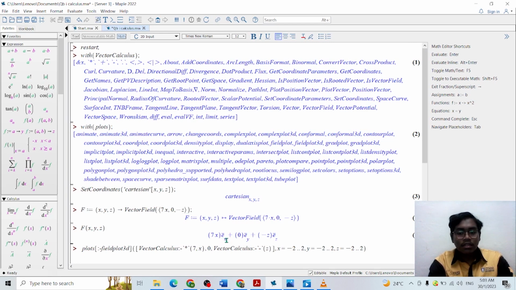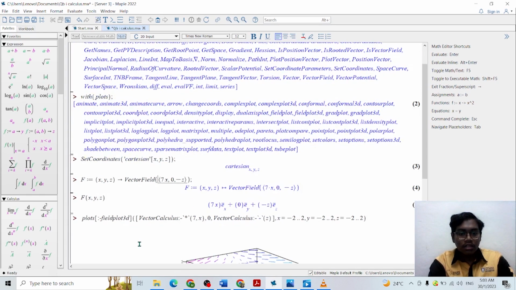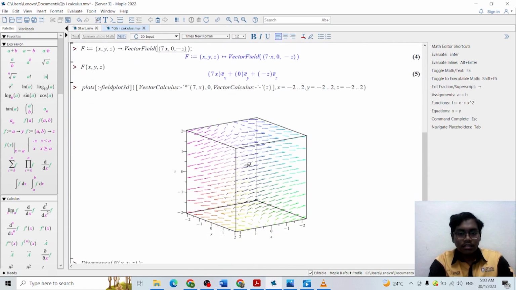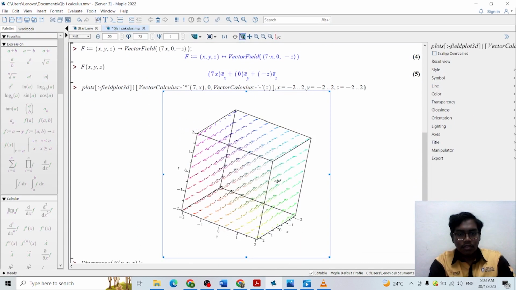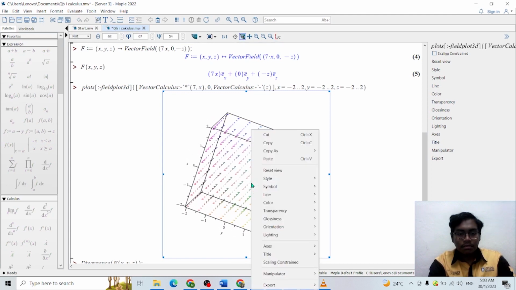Okay, the ex is the unit vector for the x axis, the ey is the unit vector for the y axis, and the ez is the unit vector for the z axis. Then we will plot the fieldplot3d. So the graph that we get is this. So you can see from the simulation the 3D graph for this question.